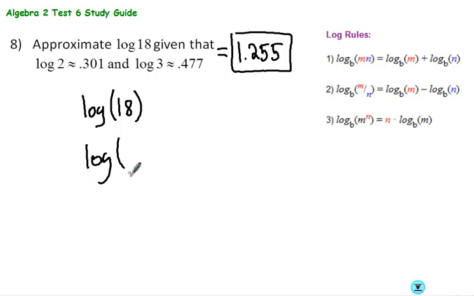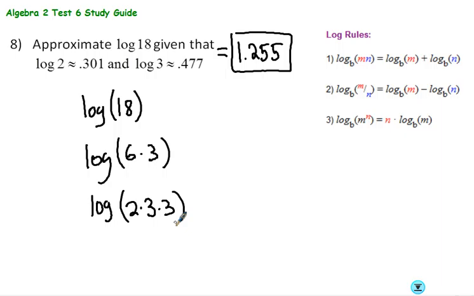So let's think about how you break apart 18. I can break apart 18 by saying 9 and 2. I can say 6 and 3. Again, it doesn't matter which one you pick, so just pick something. So 6 times 3, and then 6, which would be 2 times 3, times 3.